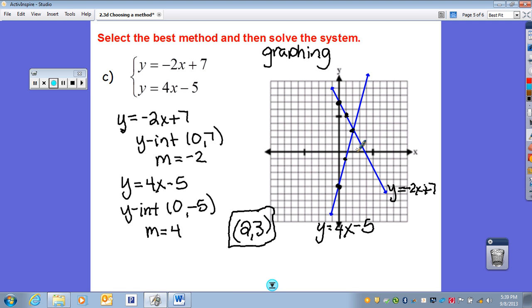Could have also solved this one by substitution, where we could have taken the negative 2x plus 7 and substituted that into the y and solved from there. Or we could have also solved it by elimination, by multiplying the top or the bottom by negative 1 for the y's to be opposite, or the top equation by 2 for the x to be opposite.